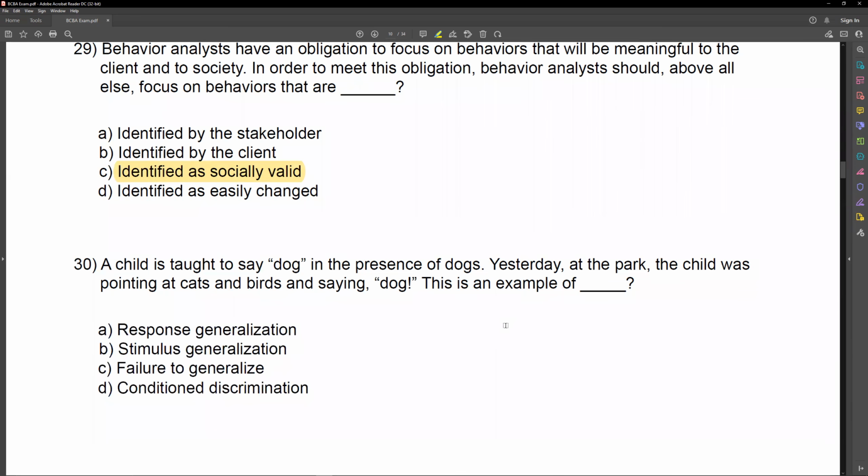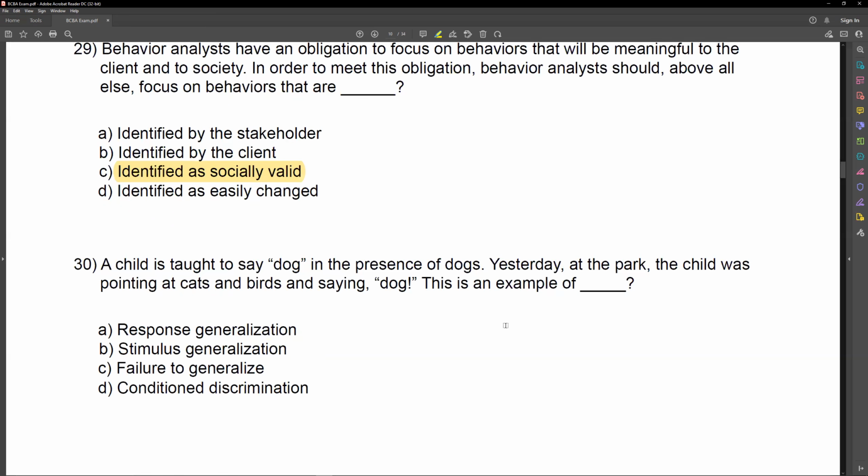30, a child is taught to say dog in the presence of dogs. Yesterday at the park, the child was pointing at cats and birds and saying dog. This is an example of what? All right, so pretty common. You might immediately think overgeneralization, and you would be right, but we don't have overgeneralization as an answer choice. So what do we have? Well, we have to choose something else. So if the child is saying dog in the presence of cats, birds, and dogs, what is that child doing?